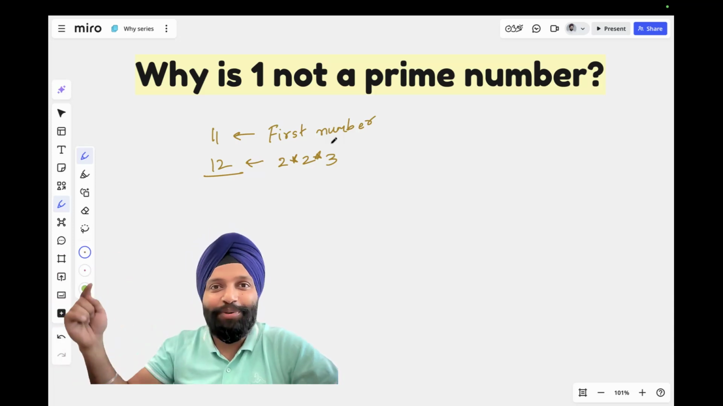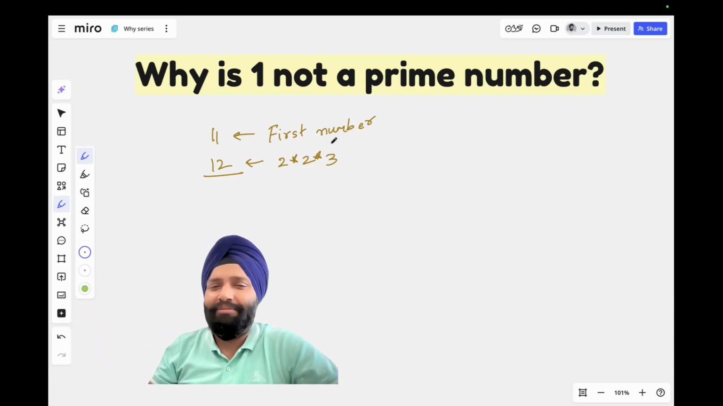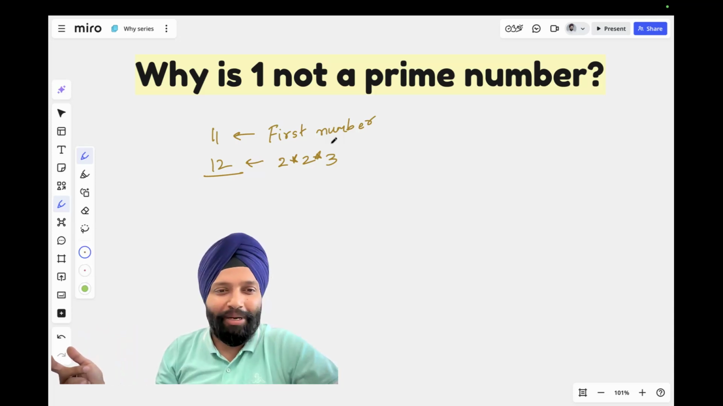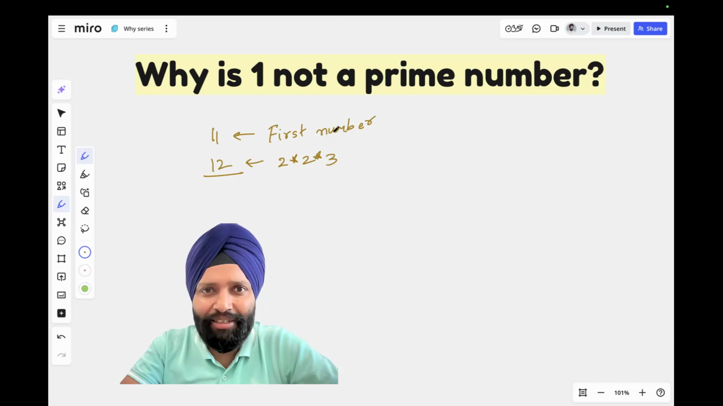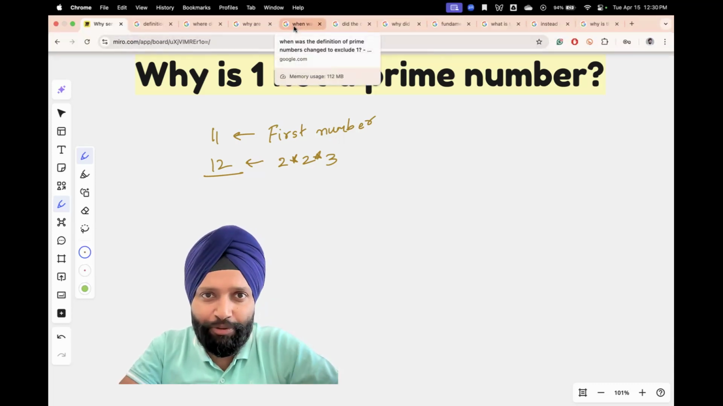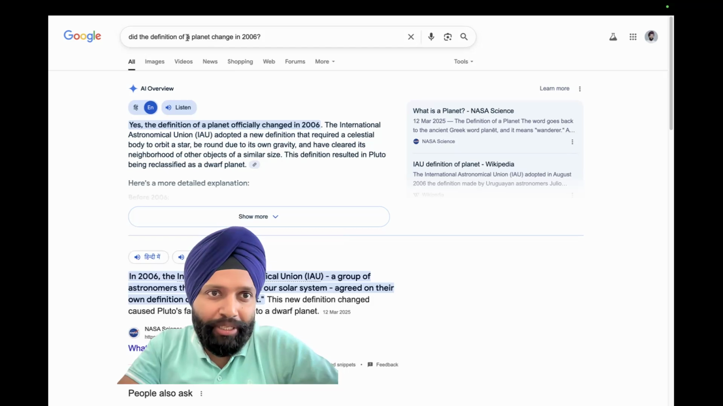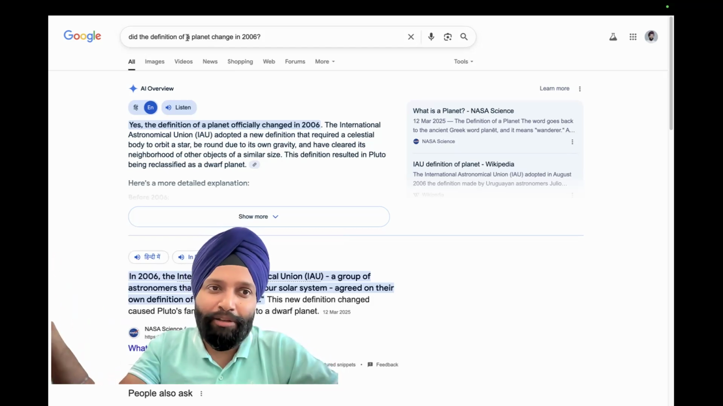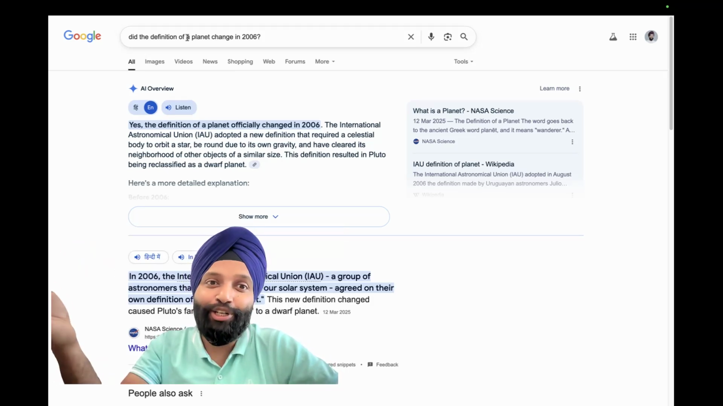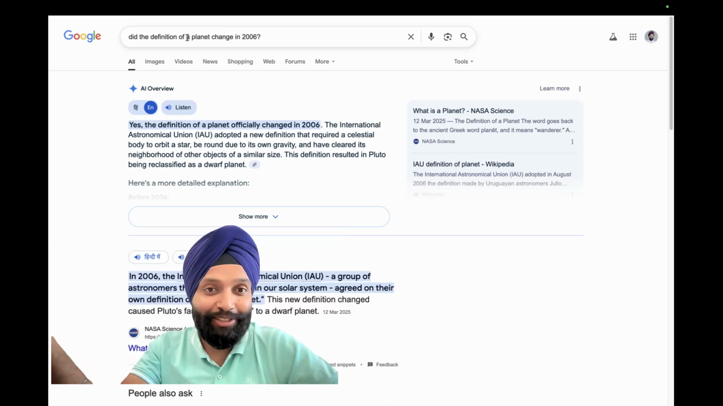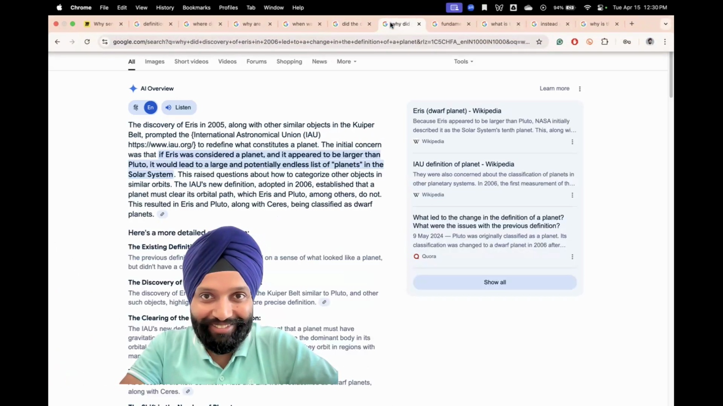So you first decide to exclude Pluto, then you say, well, there's a conflict. We don't want to call Pluto a planet, but the definition allows it. So let's change the definition. This is what happened in the case of Pluto. So did the definition of a planet change in 2006? Yes, the definition of a planet was officially changed in 2006. Why was it changed?